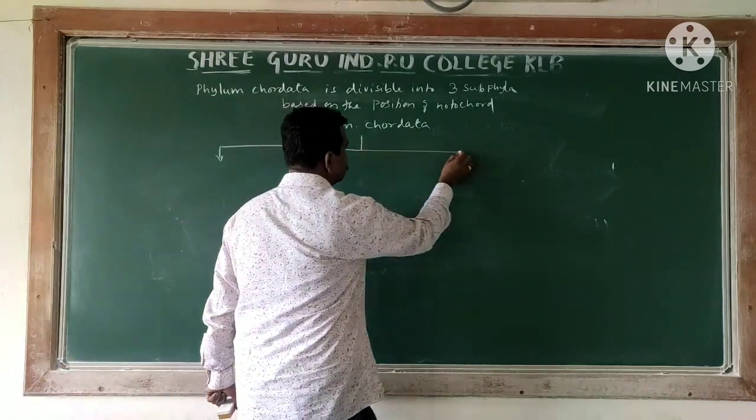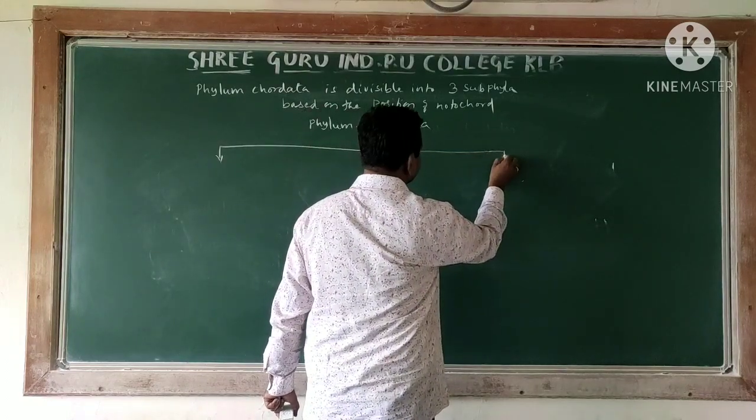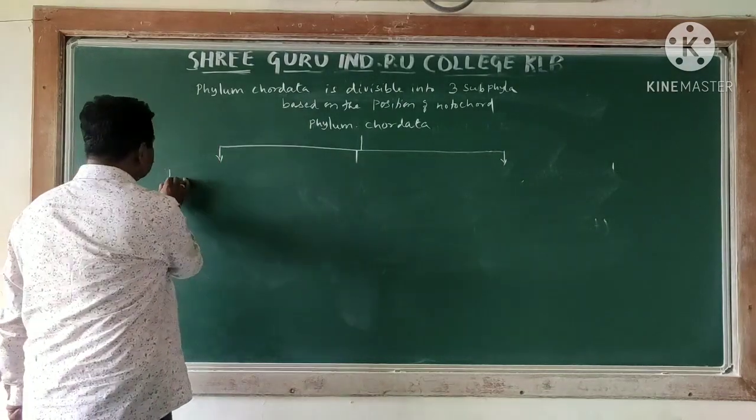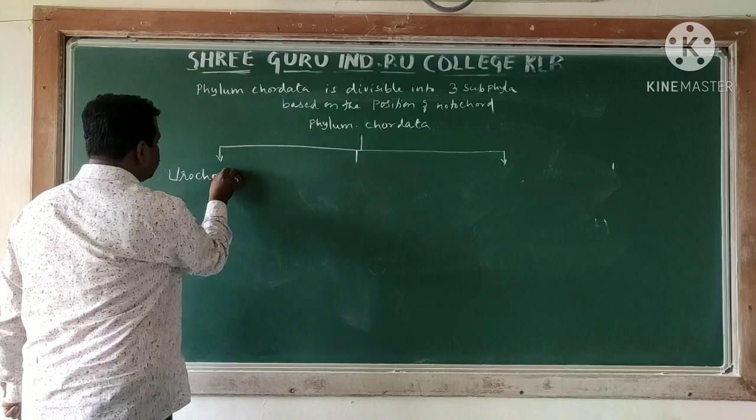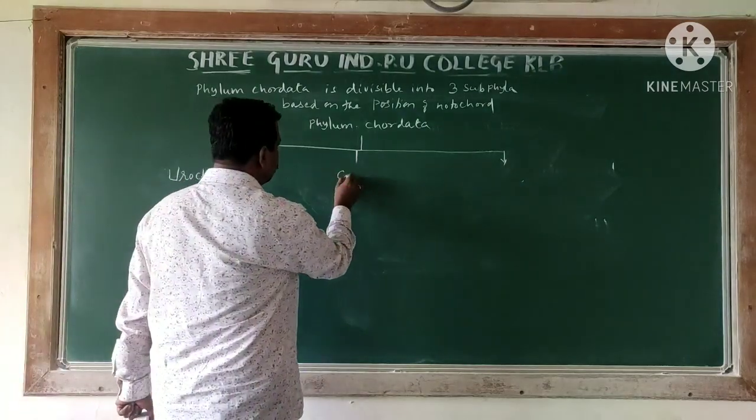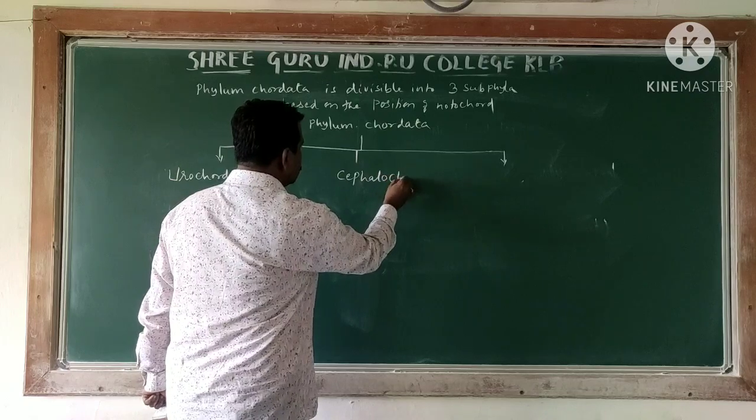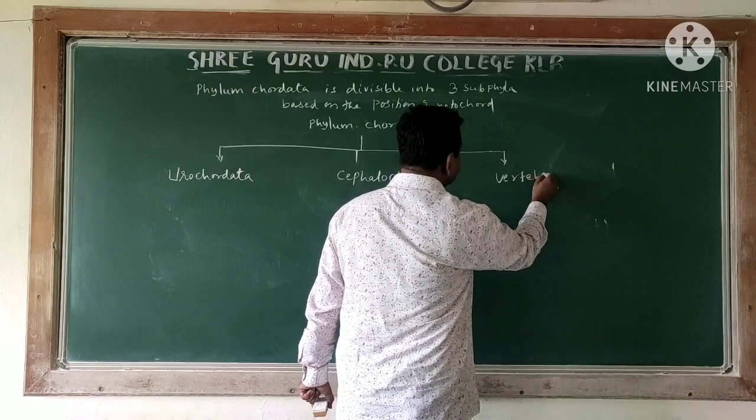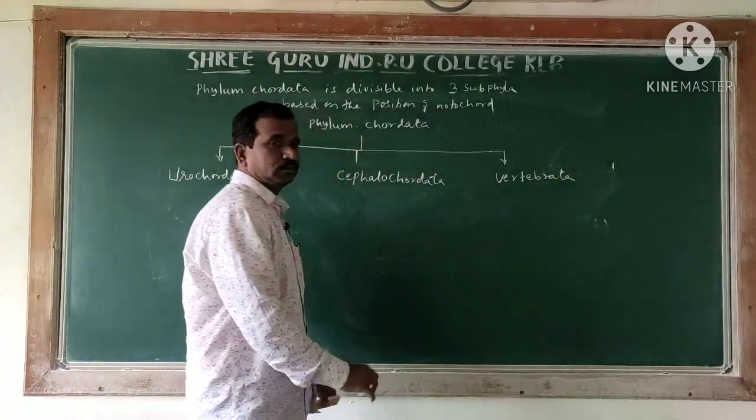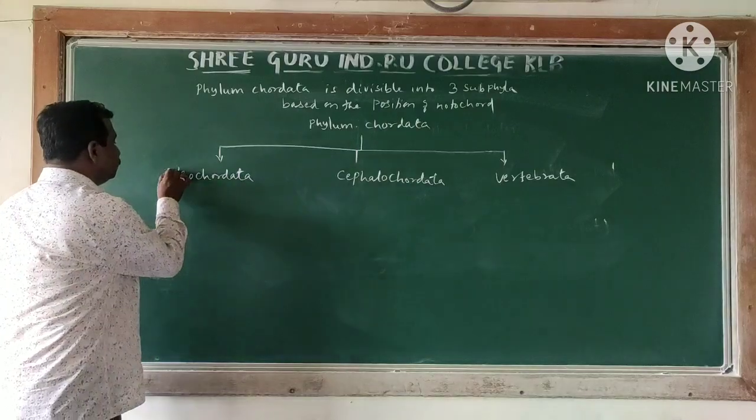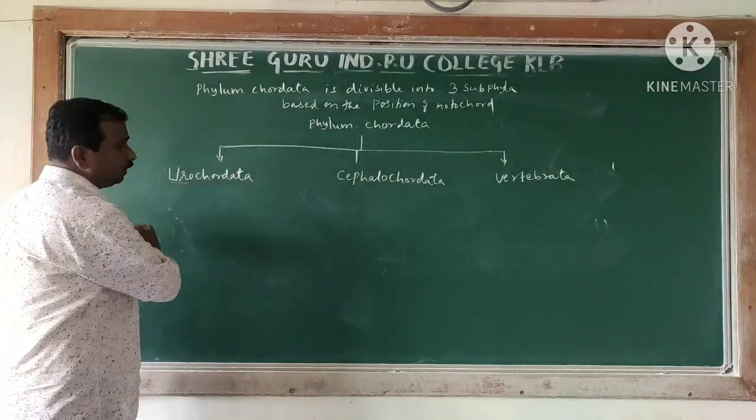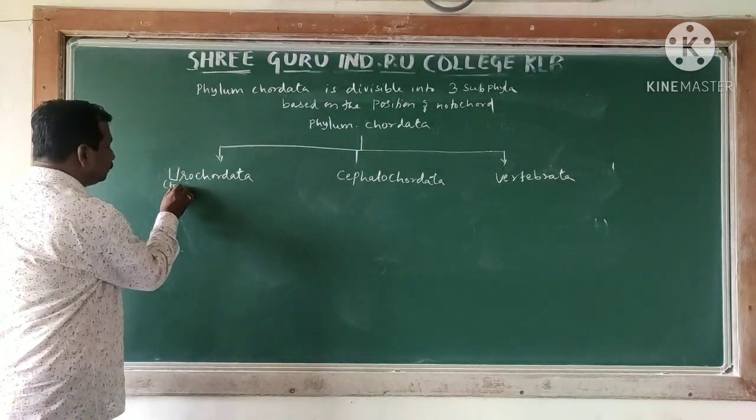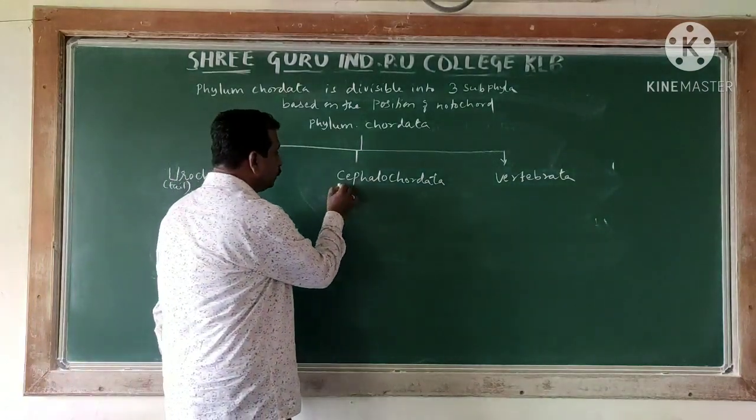That is Urochordata, then Cephalochordata, then Vertebrata. Urochordata, Cephalochordata, Vertebrata. Now, Urochordata: you can see that Uro refers to tail. In brackets we write tail. Uro refers to tail, Cephalo refers to head.